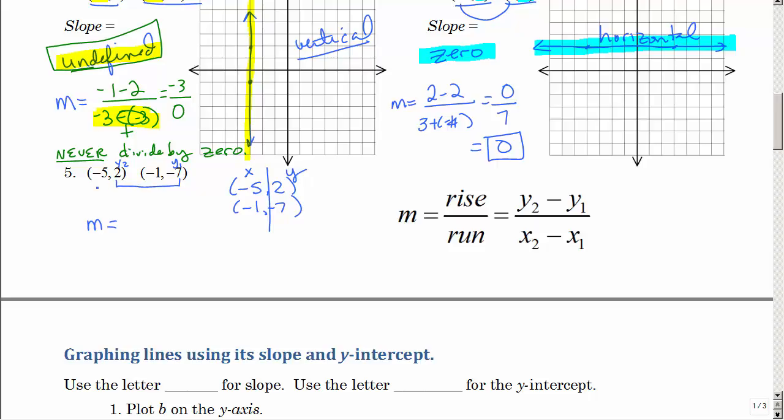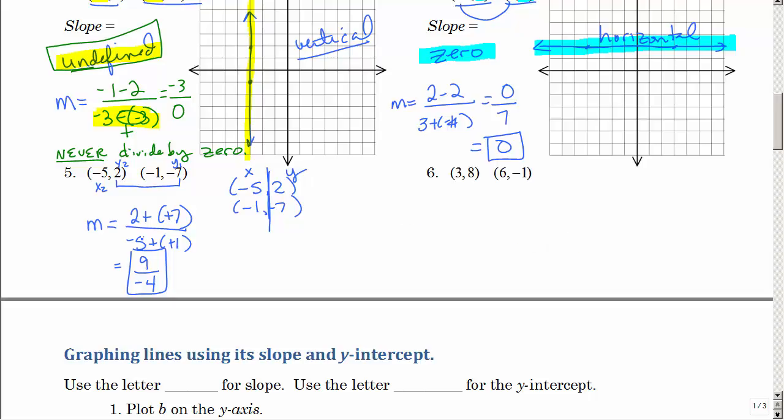So if this one's y2, then that one would have to be x2. So again, we want to subtract the y's over subtracting the x's. Y over x, rise over run. Alright, so that's going to be positive 9, negative 5 plus 1 is negative 4. So could you check that by sketching it, by plotting those 2 points and confirming you get a negative slope?